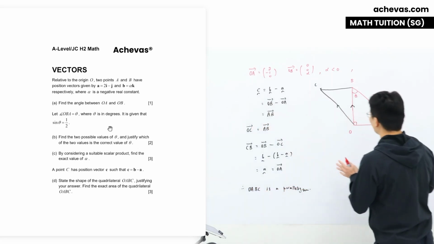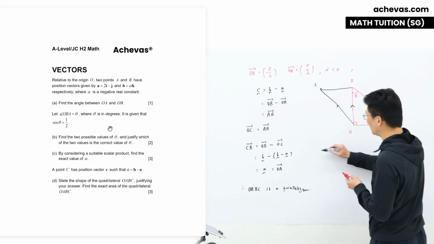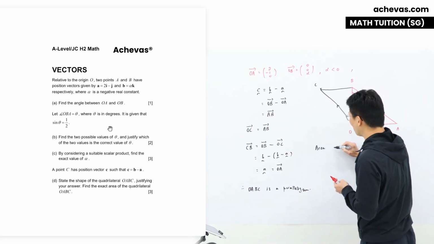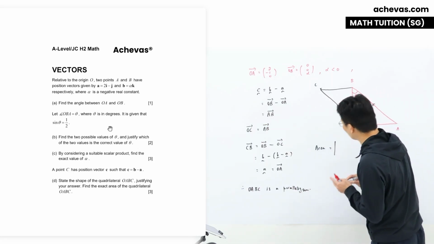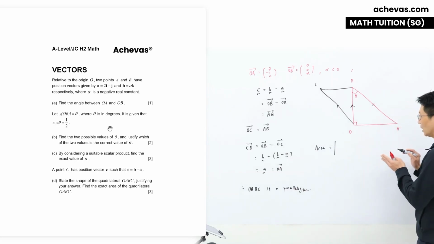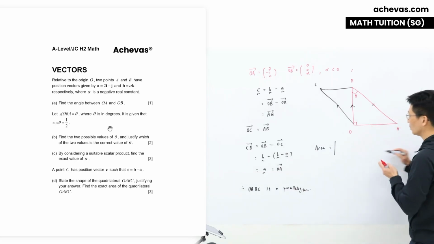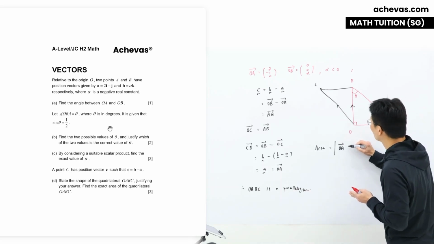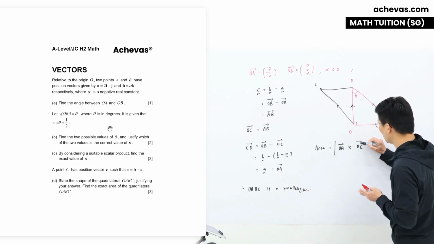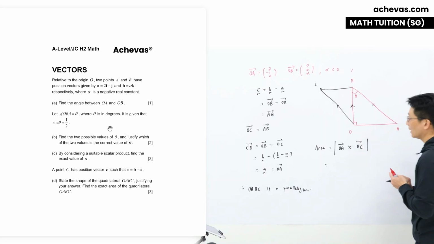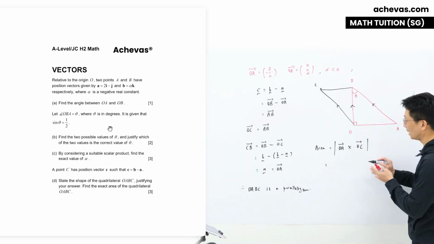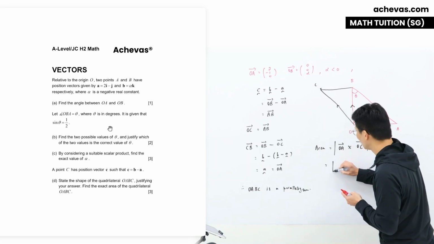And the last part of this question also wants us to find the exact area of this OABC. And for a parallelogram, we have a formula to find the area. It's just given by the modulus of the cross product of these two sides. So from here, I'm going to make use of OA cross with OC. And we have OA, but we didn't have OC, but maybe we can just simplify a bit first.